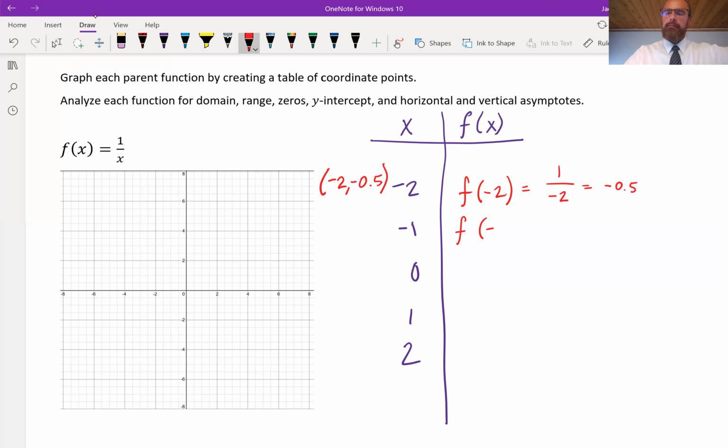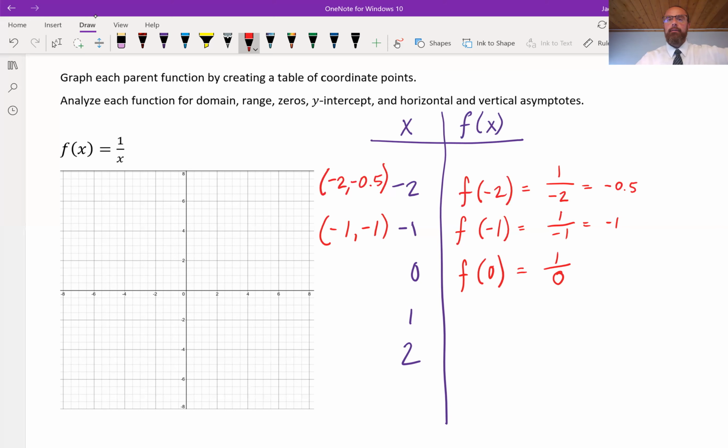Next, we'll evaluate f at -1, which is 1 over -1, and that reduces down to -1. So our second point, -1, -1. Now let's calculate there at 0. So right there on the y-axis, we're wanting to see what's the y value when x is 0. Again, we'll substitute, and we run into a problem. We have 1 divided by 0.